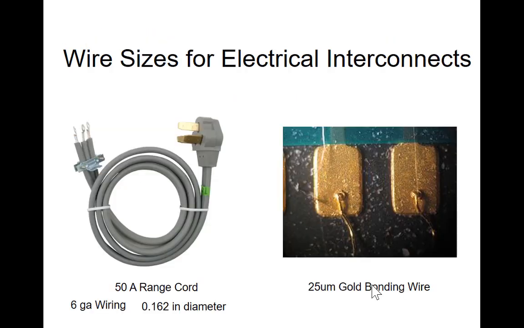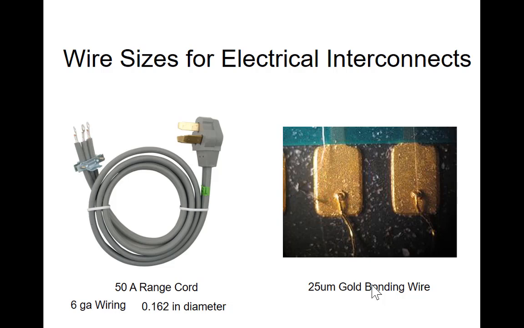I'd like to talk a little bit about wire sizes for electrical interconnects. If you look at the electric range in your apartment or your house, outside the back of the electric range is a cable like this. And in that cable, there are 3 wires. And those wires are just about as big around as my little finger. Their 6-gauge wiring is typical. It's a 50 amp cord, and the copper wire diameter is 0.162 inches. That's a big wire.